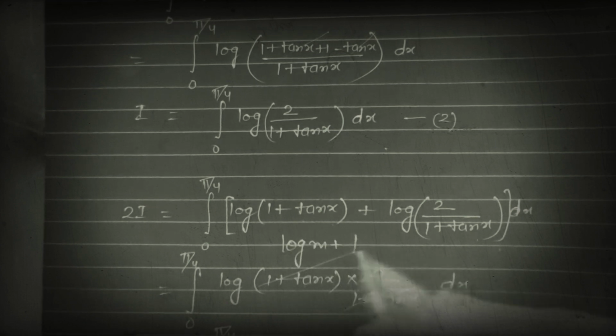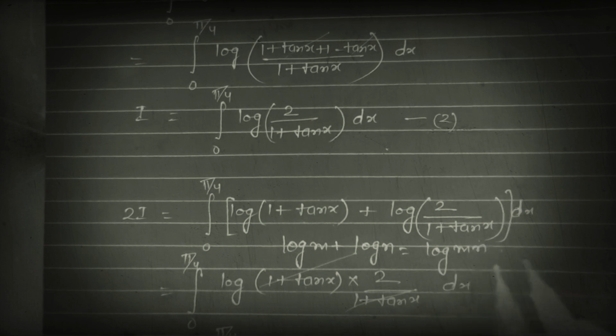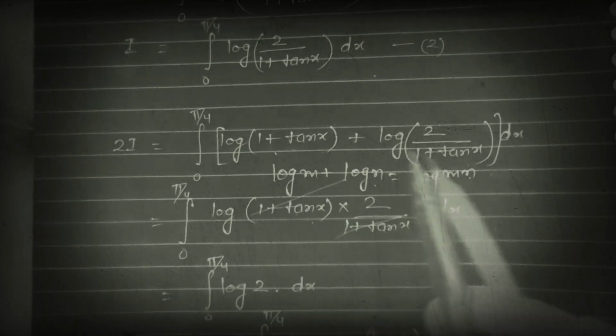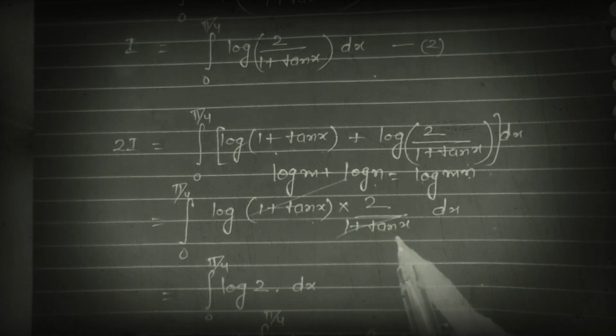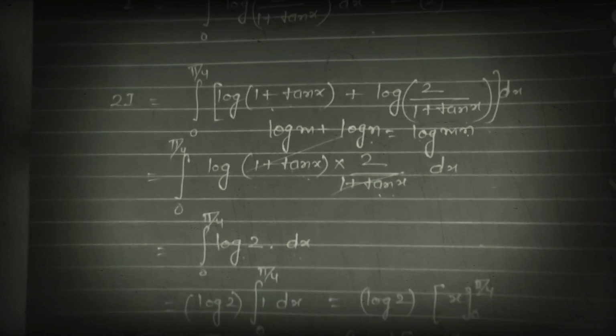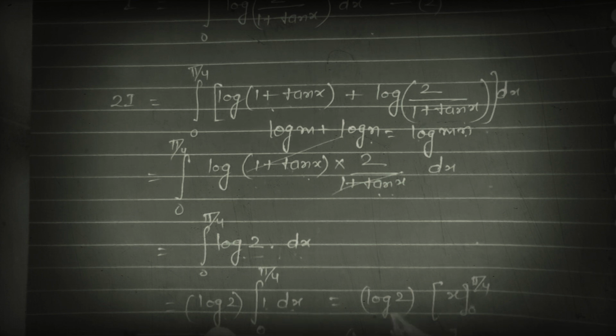Log m plus log n we can write as log m into n. So this is log of 1 plus tan x multiplied by 2 upon 1 plus tan x. 1 plus tan x cancels with 1 plus tan x, so it is log 2. We have to find the integration of this. Log 2 is a constant, so we will take it outside. Log 2 into 1 we can write, and the integration of 1 will be x.